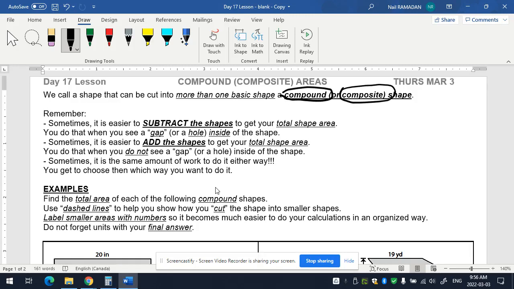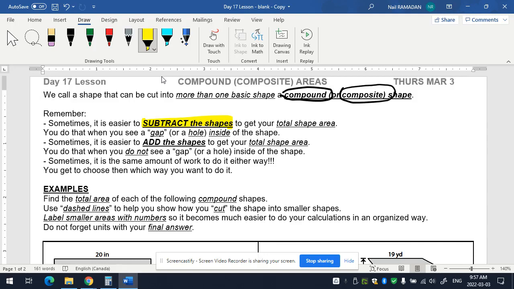Okay, everyone, there are always going to be one of two ways to do this. Sometimes it is easier to what? Subtract, which means what? A shape is cutting into another shape, like eating from it. When you see that, you end up subtracting the shape. Subtracting the shapes to get your total shape area. When do you do that? I guess the best way to say it is you do that when you have a gap or a hole, like an empty space, inside of the shape.